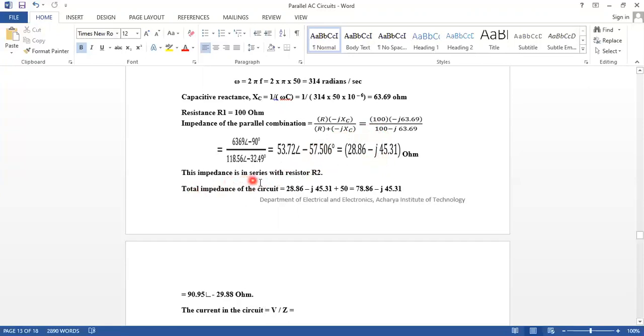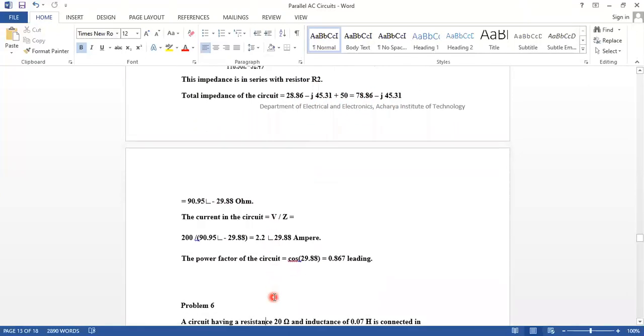Next, the impedance in series is nothing but the R2 value, that is 50 ohms, which is given. Now you just add the impedance of the parallel combination with this branch, that is 50 ohms. So you get this particular value. So this is the total impedance of the circuit. Now, how to find the current in the circuit? It is nothing but the voltage V divided by Z. Here in complex mode, if we divide it, we get the value of current.